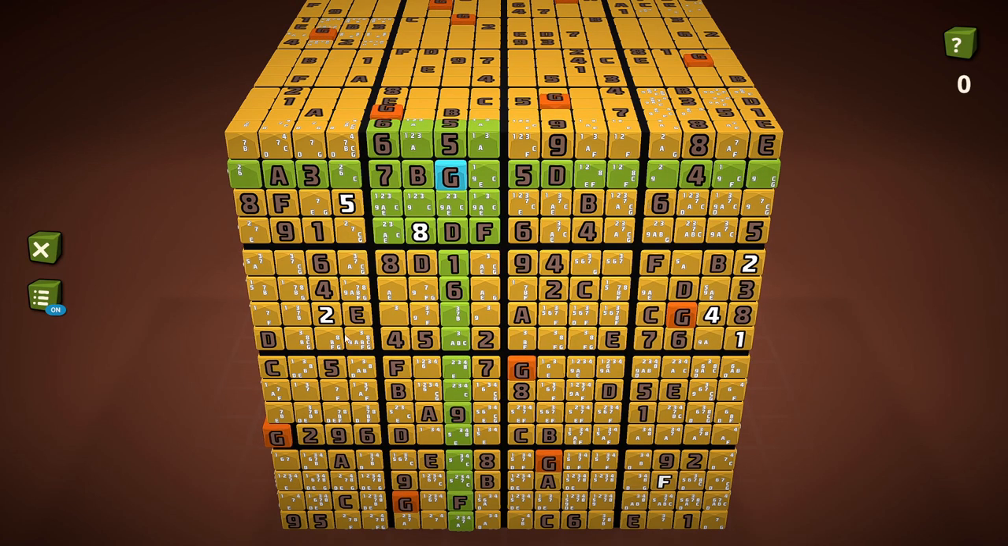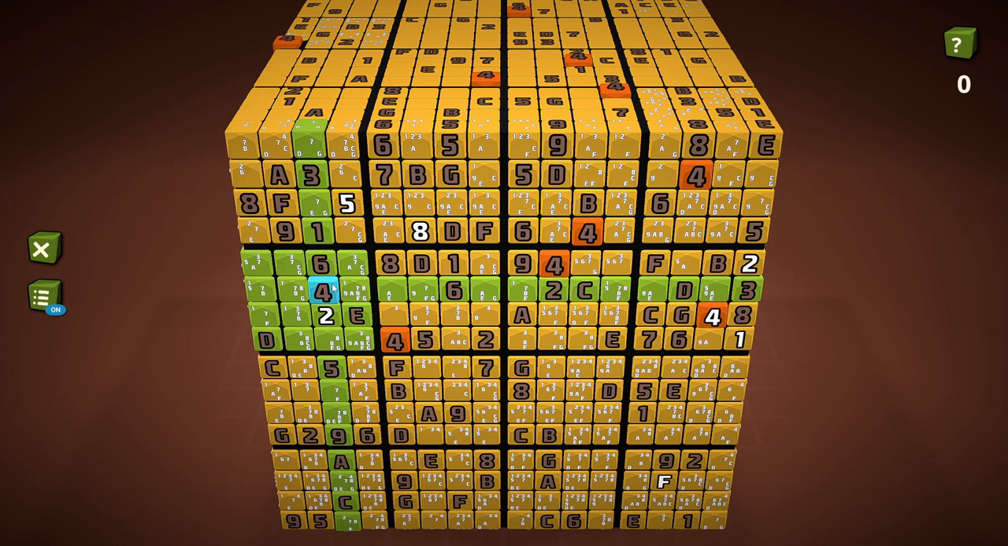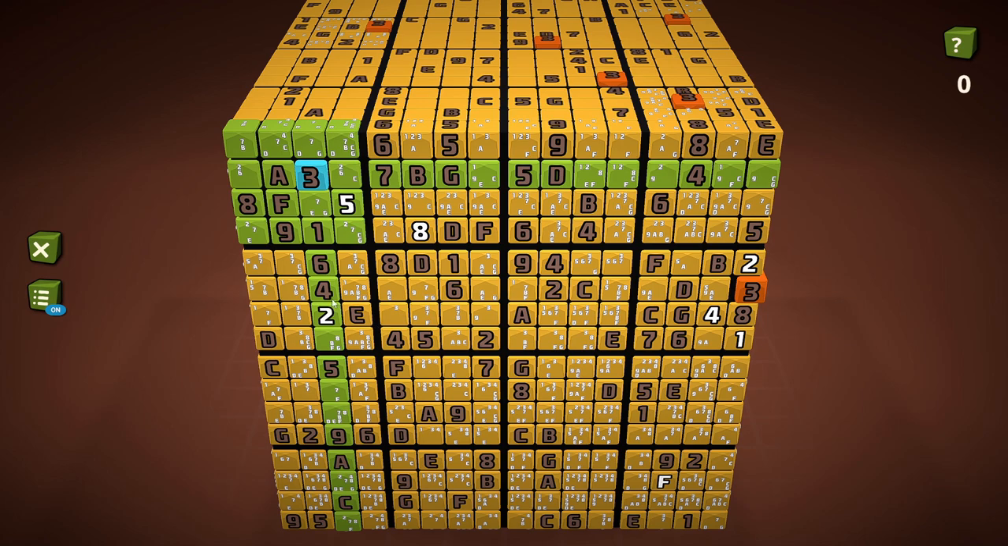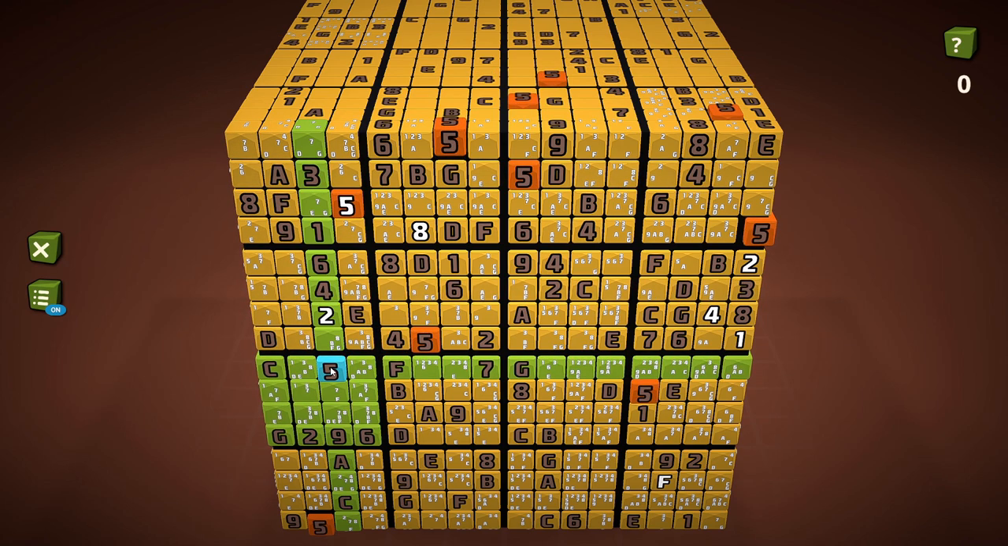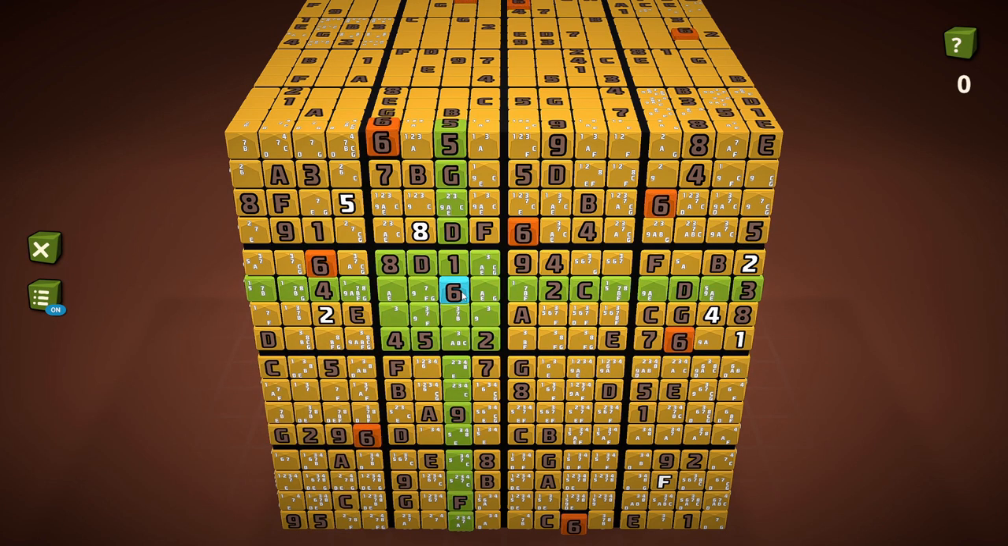So 2 and 9. Okay, this one. Test this one. 1, 2, 3. So supposedly... Yeah, looks like it could be a 3. Can't be a 4. Do we see a 5? Can't be a 5 or 6. Can't be a 7 or an 8.